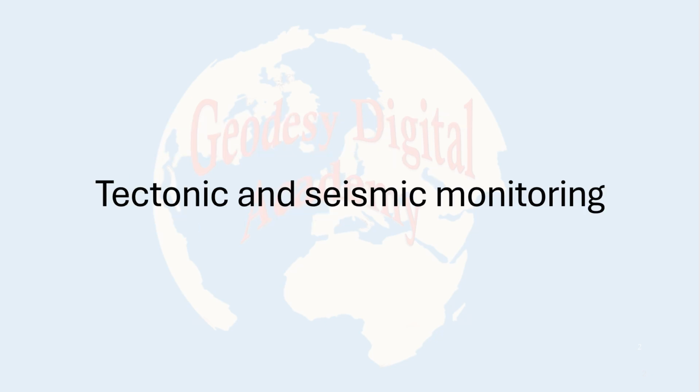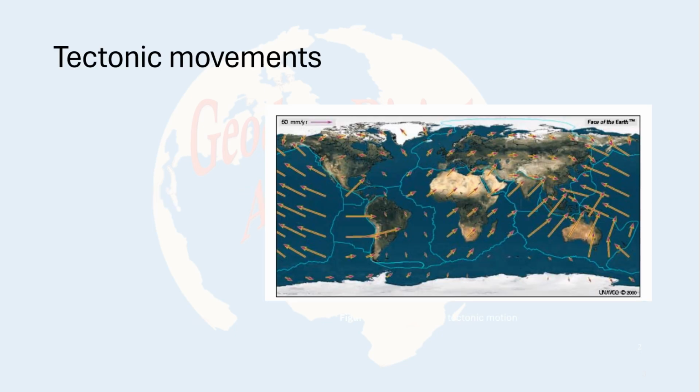Tectonic and seismic monitoring. We know that the Earth's crust is divided into different tectonic plates, and these plates move all the time due to mantle convection. One way to measure these movements, or the plate tectonics movement, is to have GNSS receivers and monitor the changes in the coordinates determined by the GNSS system.